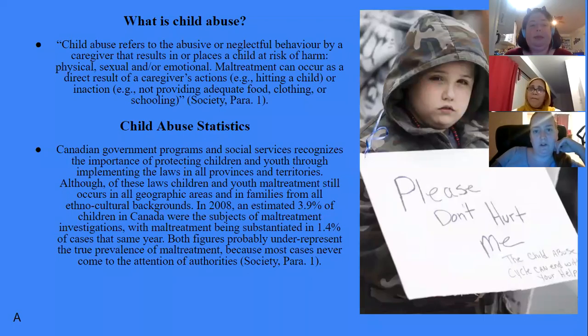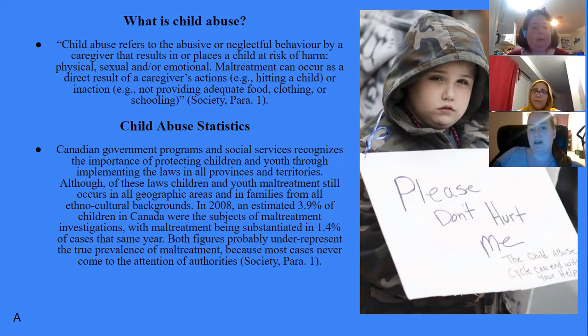So what is child abuse? Child abuse refers to the abusive or neglectful behaviors by a caregiver that result in or place a child at risk of harm. So physical, sexual, and or emotional maltreatment can occur as a direct result of a caregiver's actions, and this can include hitting, not providing adequate food, clothing, or making your child go to school.